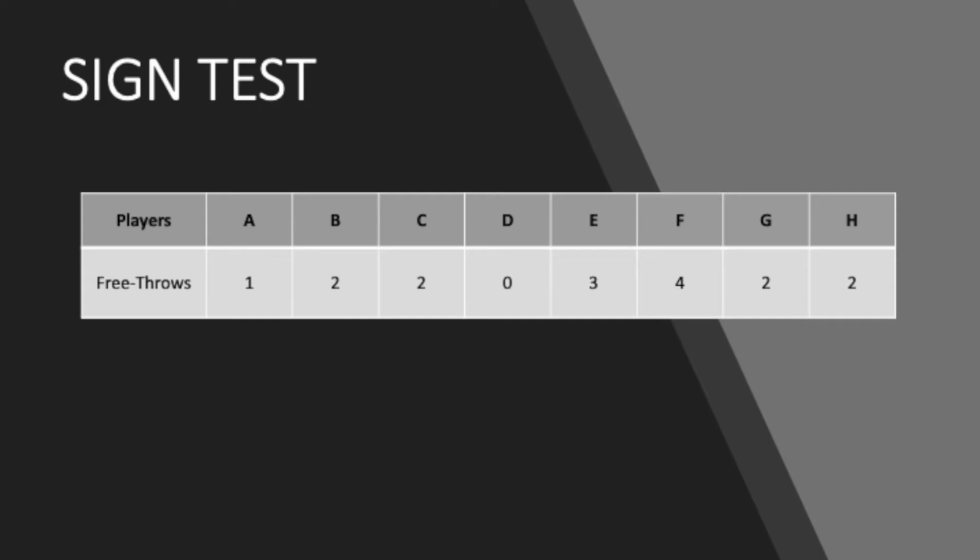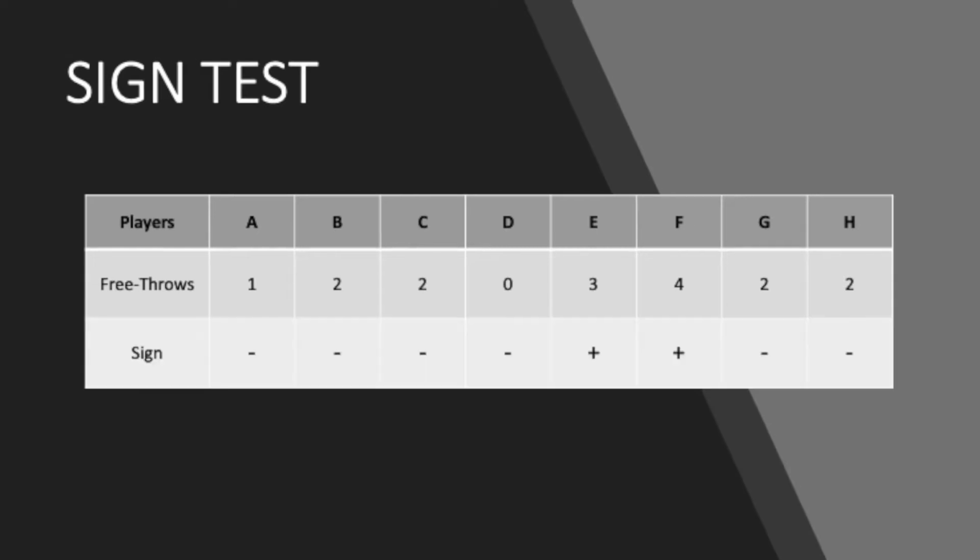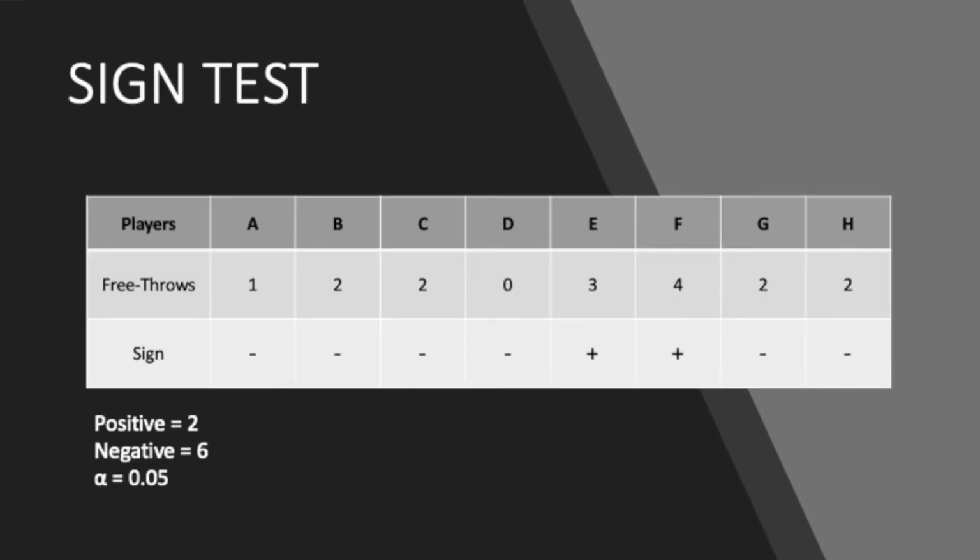Now what we want to do once we have our data for a sign test is to assign a sign to them. So any number that is over 3 will get a positive sign, and anything that is 3 or under will receive a negative sign. So in total, we have 2 positive signs and 6 negative signs. Now, we want to assume, in this case, a 0.05 alpha, or a 95% significance level.